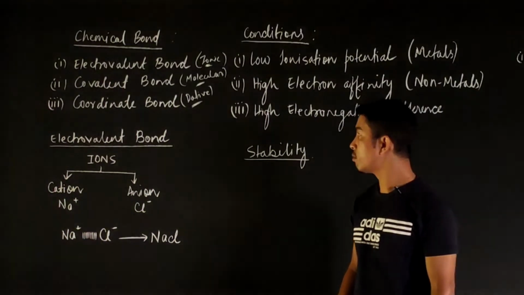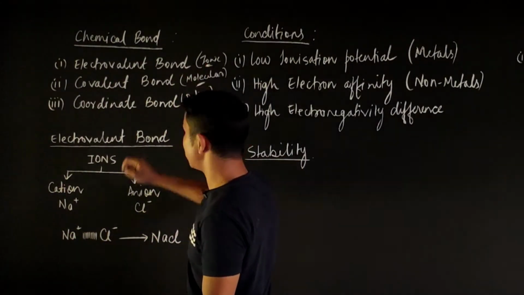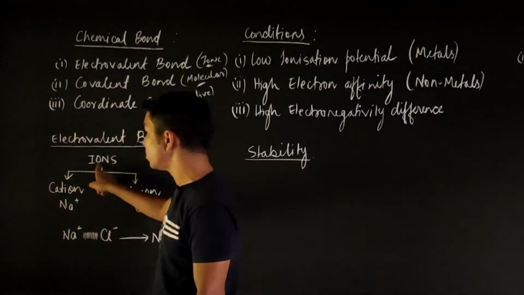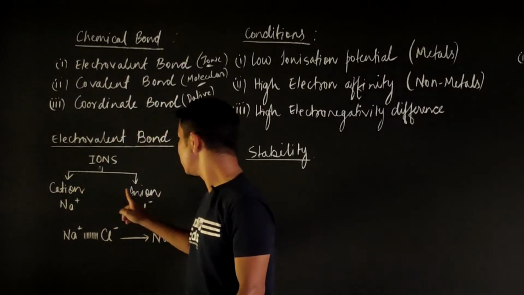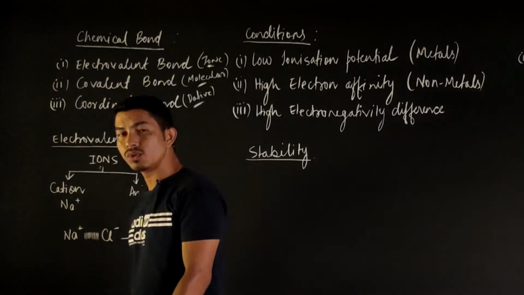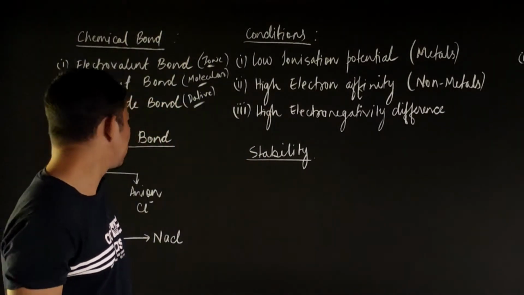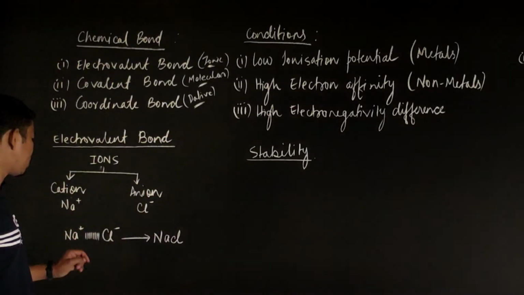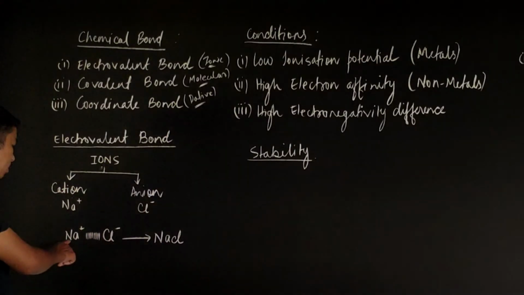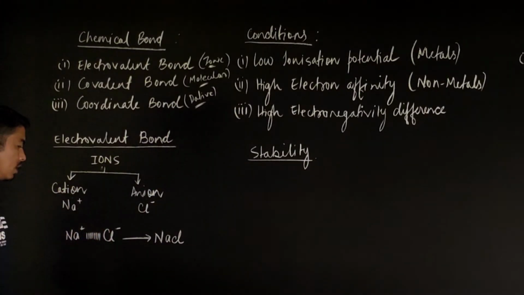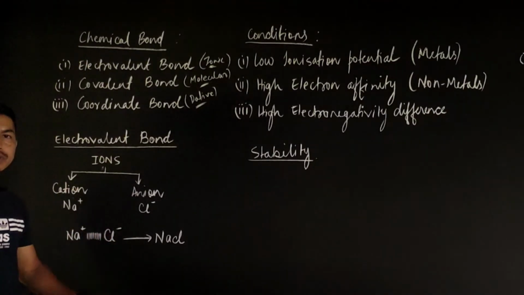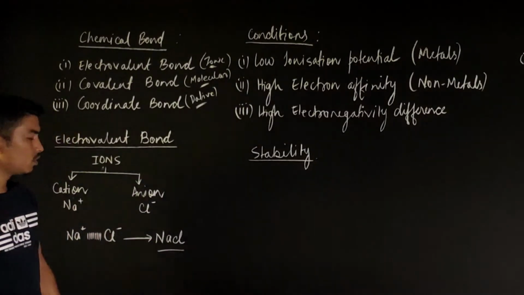Coming to the electrovalent bond, the name itself suggests it's an ionic bond, which is formed by the combination of two different kinds of ions. We know that the ions are of two kinds, the cation and the anion. The cation is the positive ion and the anion is a negative ion. When these two ions combine, the electrostatic force of attraction between the two oppositely charged ions keeps them together. For example, the sodium loses one electron to the chlorine, and then they become oppositely charged, and the force of attraction keeps the two atoms together to form a molecule of sodium chloride.